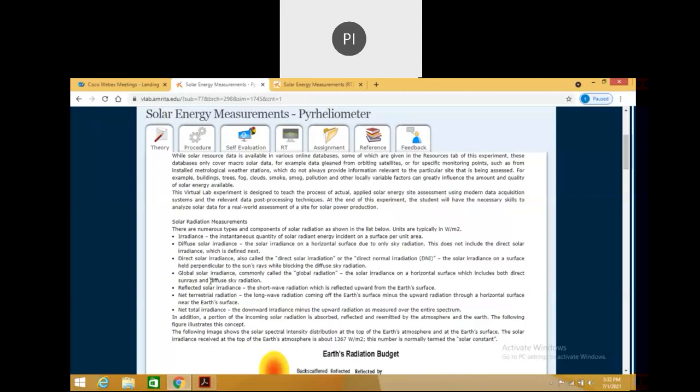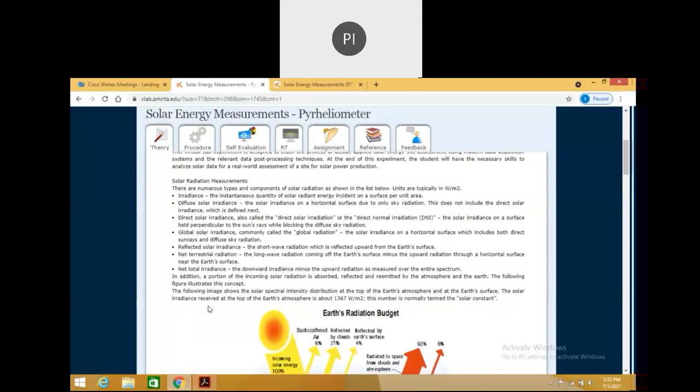Global solar irradiance, commonly called global radiation, is the solar irradiance on a horizontal surface, which includes both direct sun rays and diffuse sky radiation.